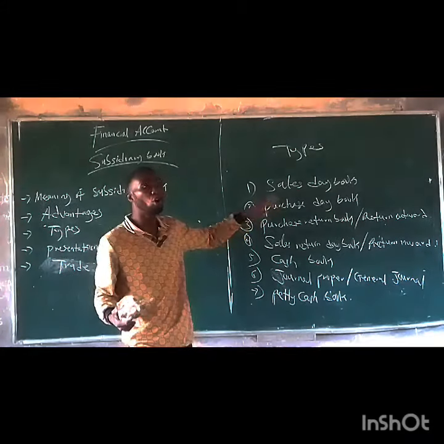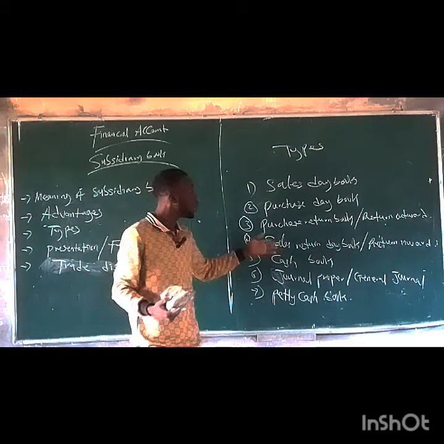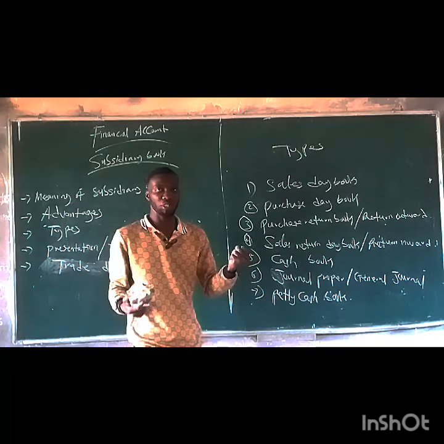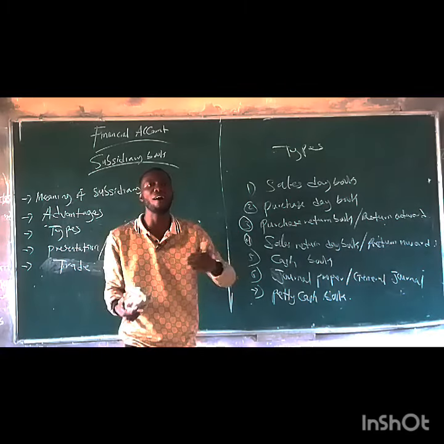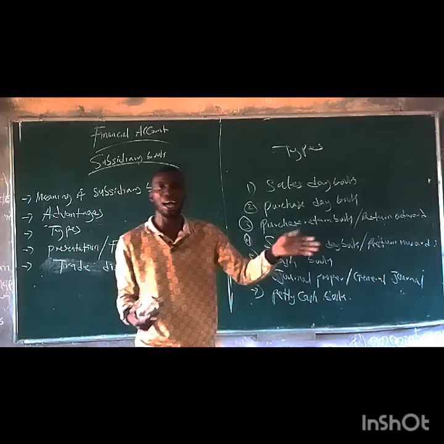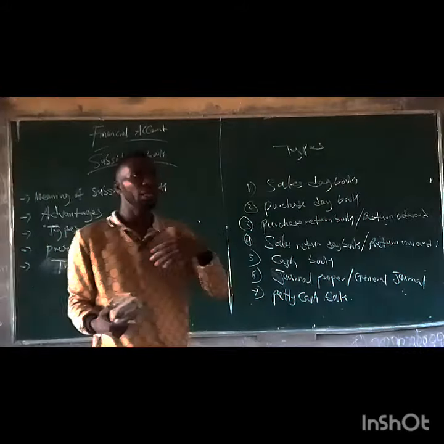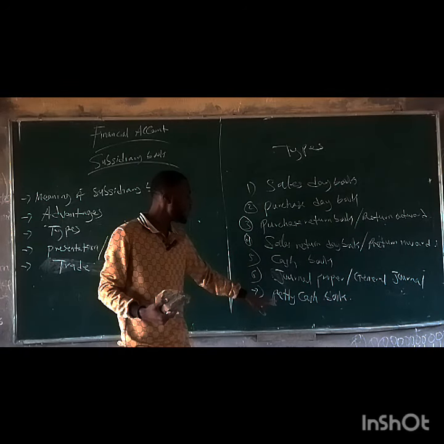So in this case, this one is only for sales. This one only purchases. This one return outward. This one is return inward. Then this one is where you receive cash, the cash payment. Why is this one general? Because that is where we have the real and nominal accounts. That is where we have the expenses, the income, the assets, the debtors, and other things which appear here. Then we have the petty cash book.